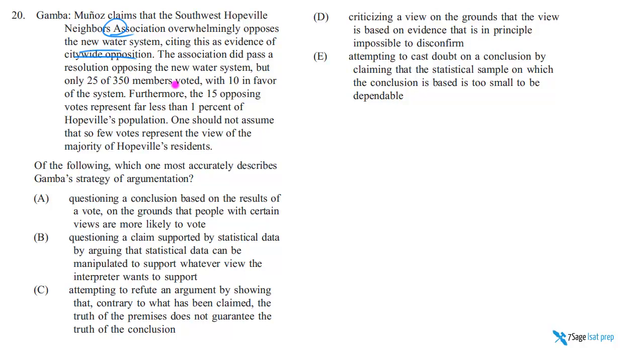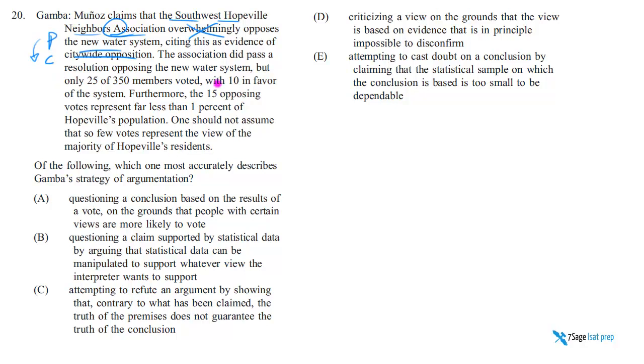Right, 25 people voted, and 10 in favor. So almost half of them were in favor. Furthermore, the 15 that opposed represent far less than 1% of Hopeville's population. Exactly, right? So this is not overwhelmingly. And now I'm highly skeptical that the Southwest Hopeville Neighborhood Association is overwhelmingly opposed to the system. So I disbelieve M's premise. So now I certainly have no reason to believe M's conclusion.